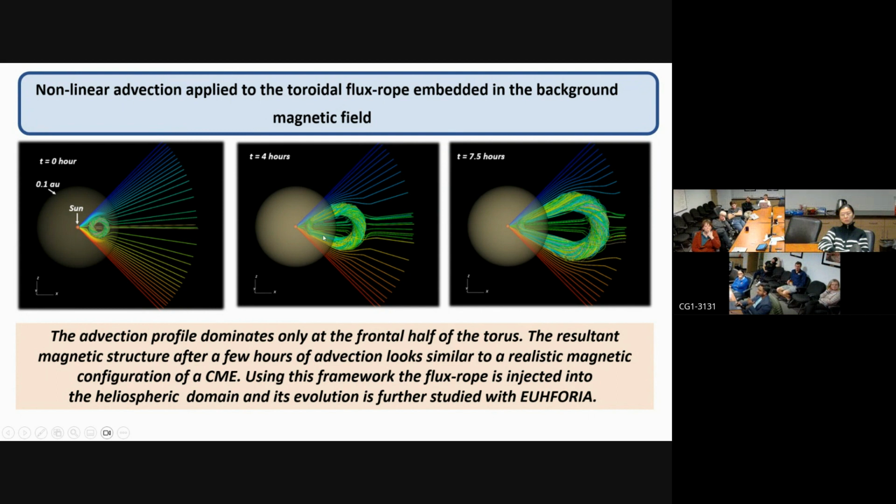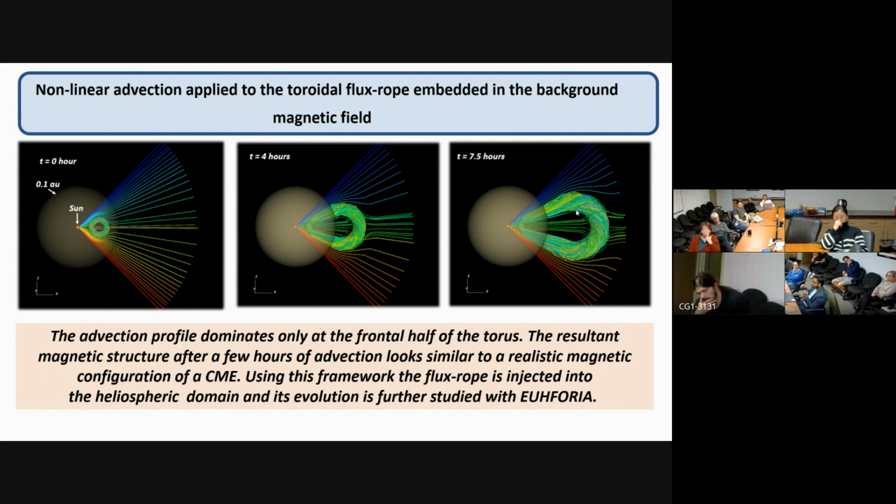As we are not advecting the backward part of this torus, it will always remain stationary inside the inner boundary of the heliospheric domain, which is this gray shaded sphere here. Only the frontal part will come up from the lower boundary of the heliospheric model. In that way, we can mimic the shape of the CME that we observe, or in most cases, the way we observe the CME should look.